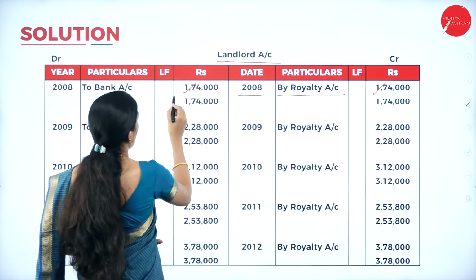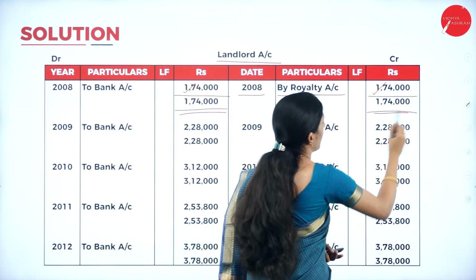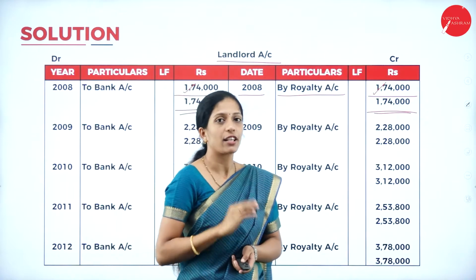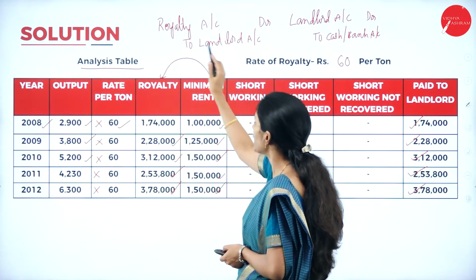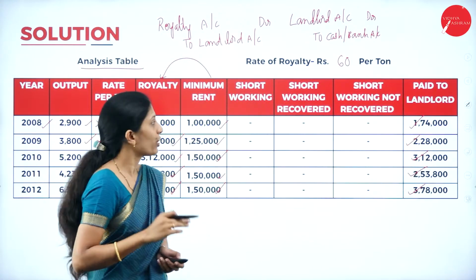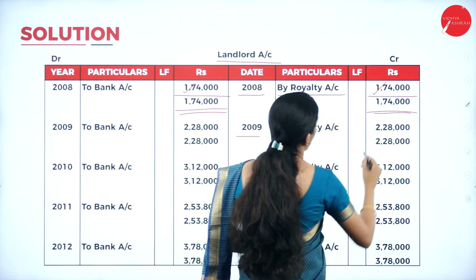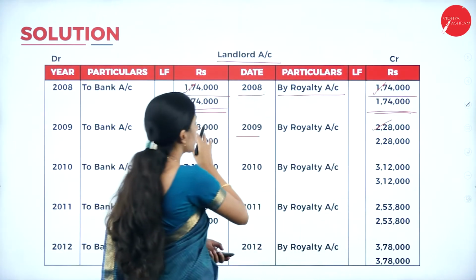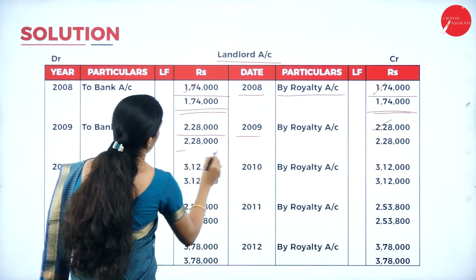So what you have to do is balance both sides. You'll get 1,74,000 on both sides. In the same way for the second year also you have to do. So second year 2009, here also royalty account debit to landlord account. In the landlord account, how do we write? By royalty account. And what is the amount payable? 2,28,000. Next, here on the debit side, it will be to bank account, 2,28,000.